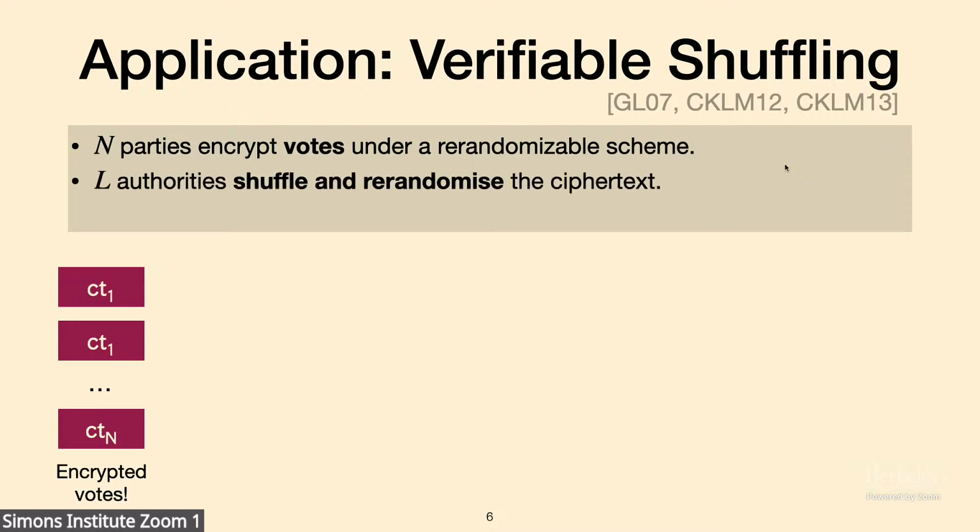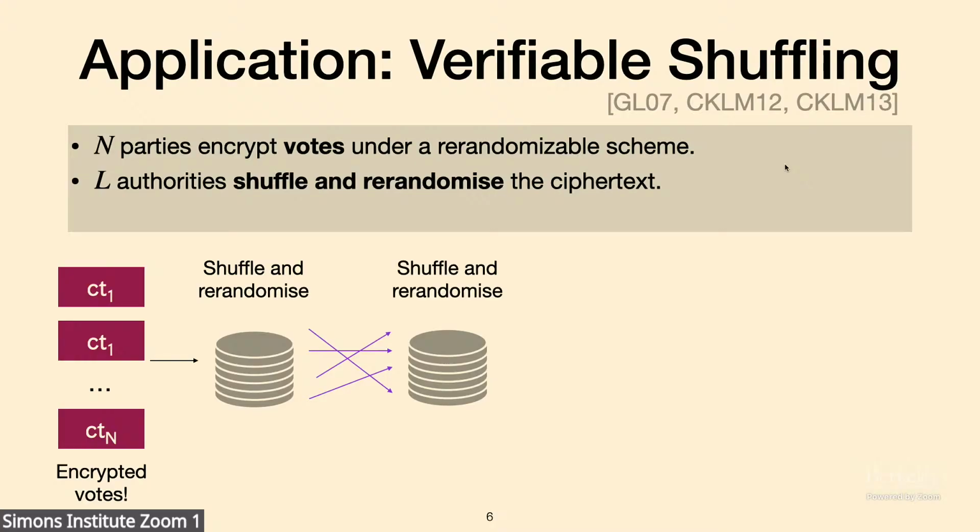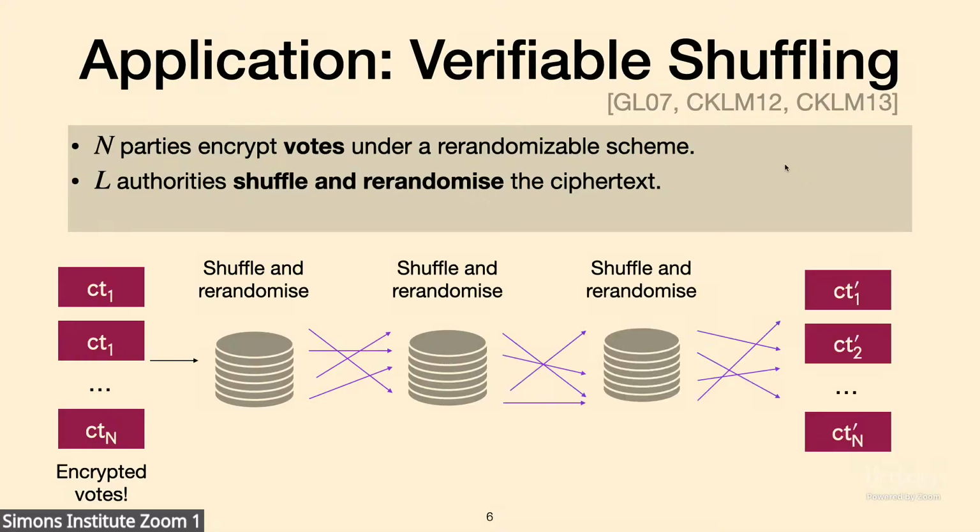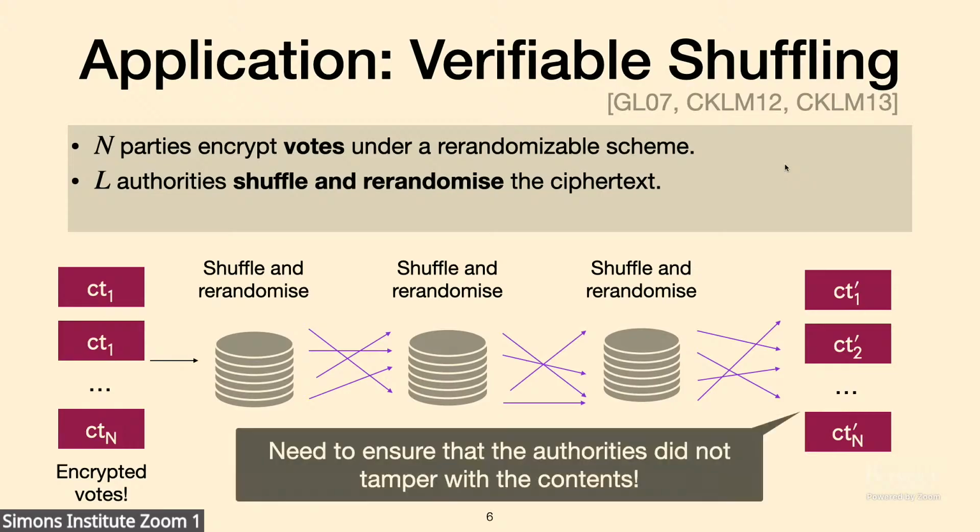So what you can imagine doing is you have multiple authorities in the middle who take this list of votes, shuffle and re-randomize it, and you keep going. And as long as one of these parties was honest, you can hope that the shuffle remains secret. But the issue here is that maybe one of these intermediate servers decides to maul the ciphertext. So you could completely screw over the voting. So how do you prevent this?